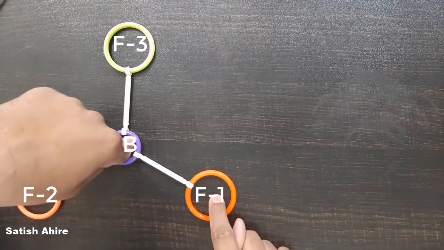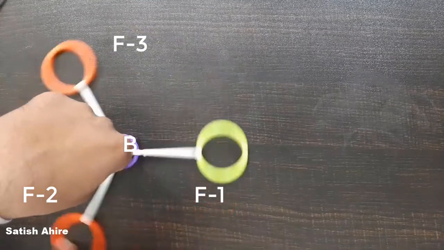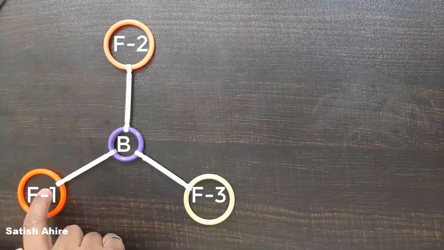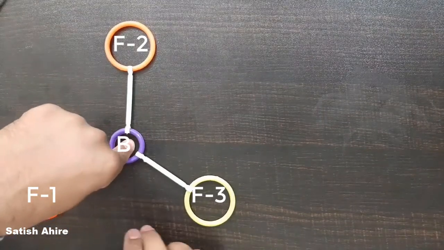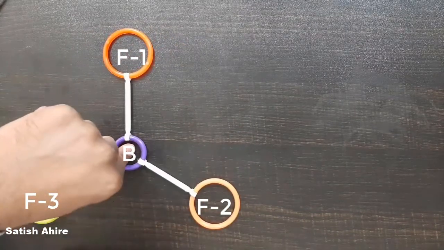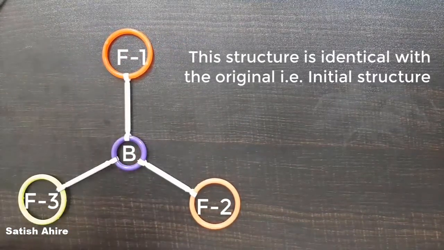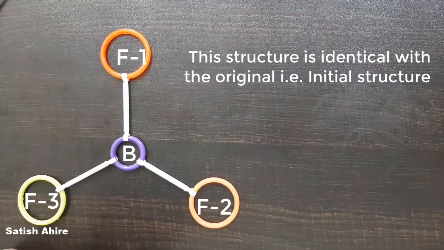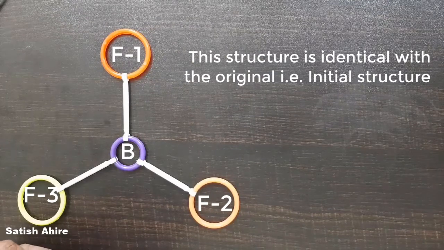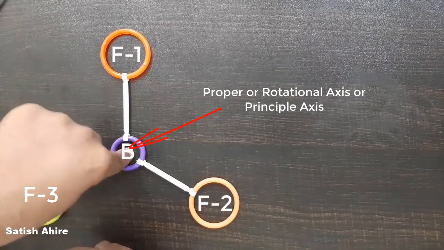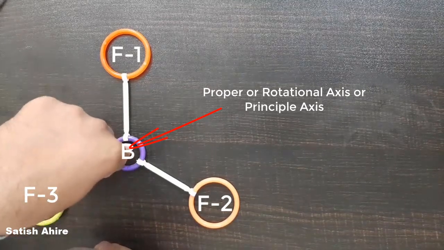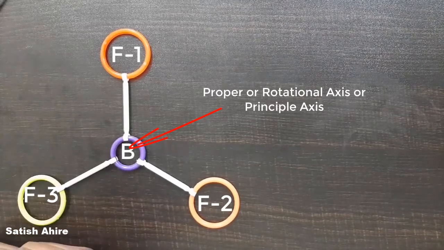Similarly, if I rotate the same molecule again in order to get an equivalent configuration, the position of this atom is at this place. If I rotate the same molecule once more, then it becomes identical with the first structure. In this way, if you rotate any molecule in order to get an equivalent configuration, the positions of atoms change and one point or one axis is fixed, and this axis is the highest fold axis. Therefore, it is known as the principal or proper rotational axis.